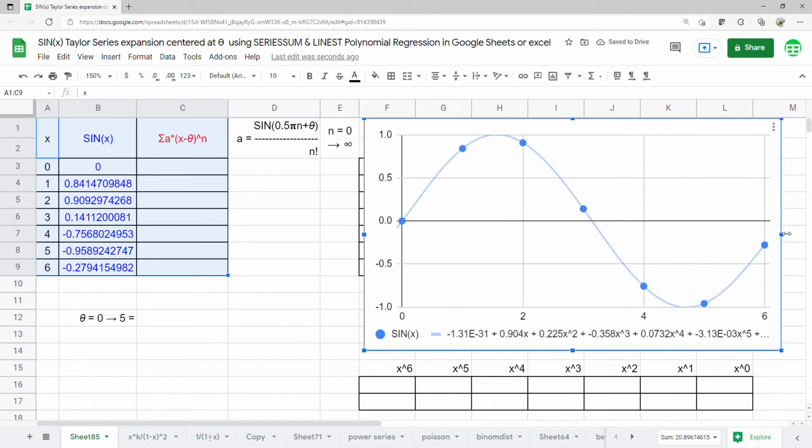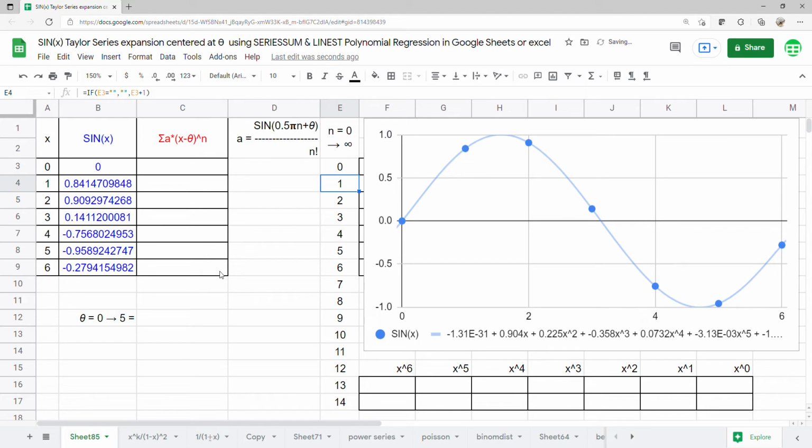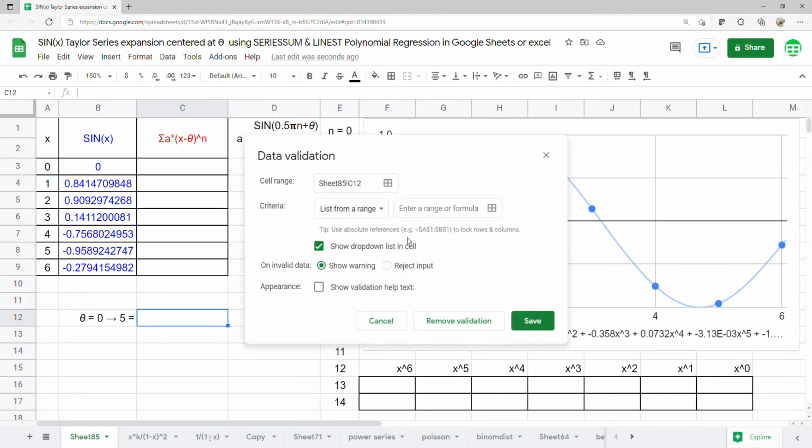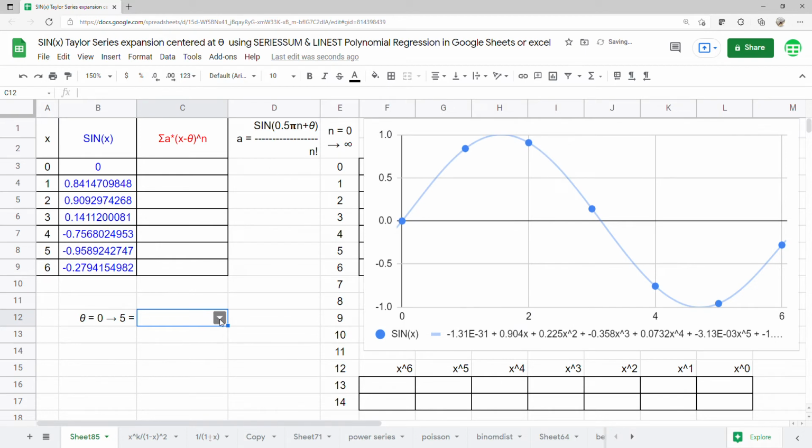Next, we continue with the Taylor series expansion, which is the summation of a times the quantity x minus theta raised to the power n. And the value of n is from 0 to infinity. And our value of theta at the center is data validation, list of items, 0 to 5. We can start at 0, which is the Maclaurin series, and 1, Taylor series expansion centered at 1, 2, 3, and so on. So we can start at 0.